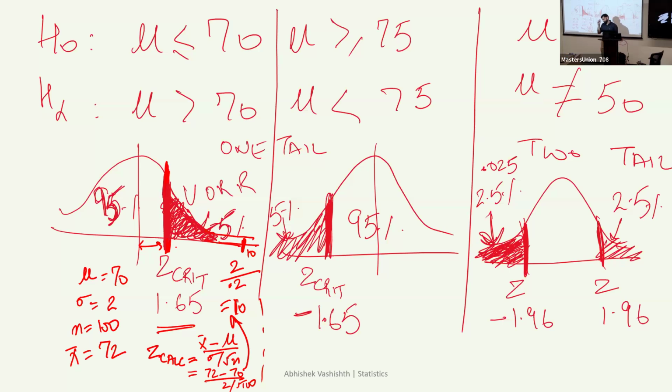Yes, sir. What is the difference between the Z formula and the T formula then? Because I thought the Z formula was x bar minus mu divided by standard deviation and for T it was divided by standard deviation divided by root of n. Formula was same for both. Let me write the T formula here.